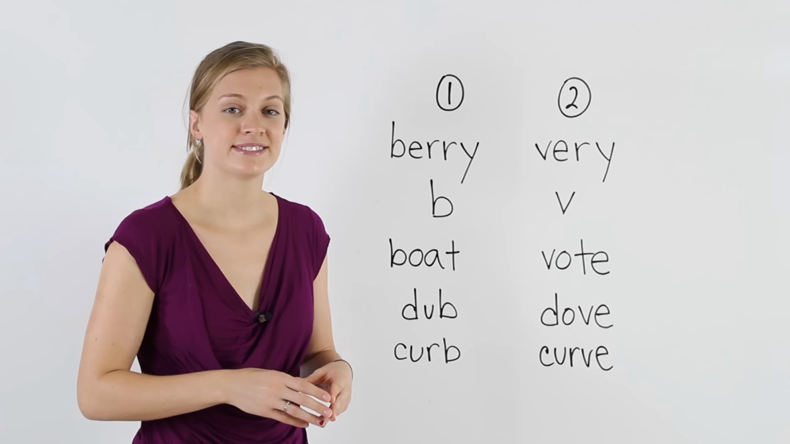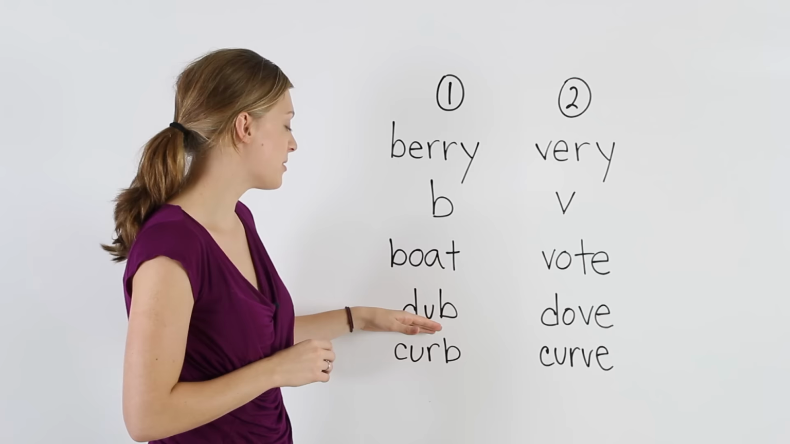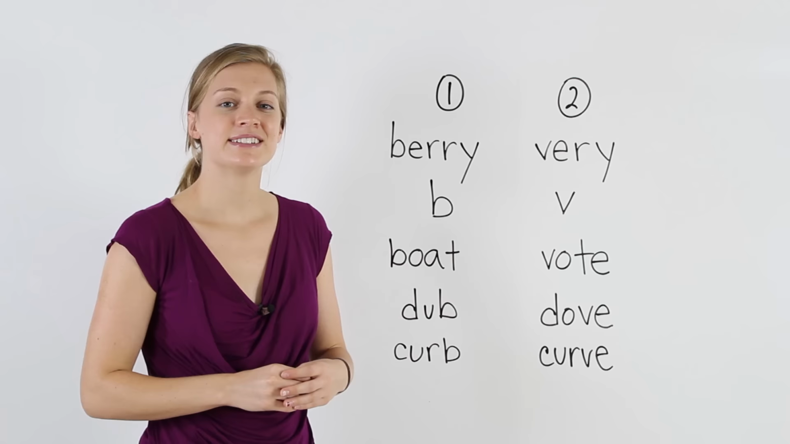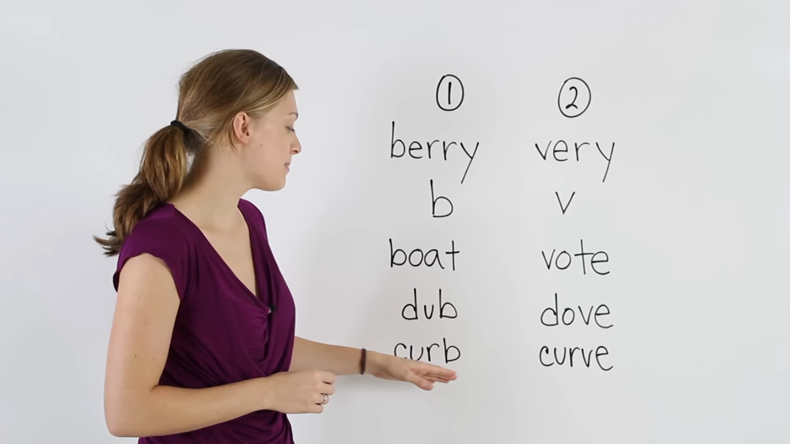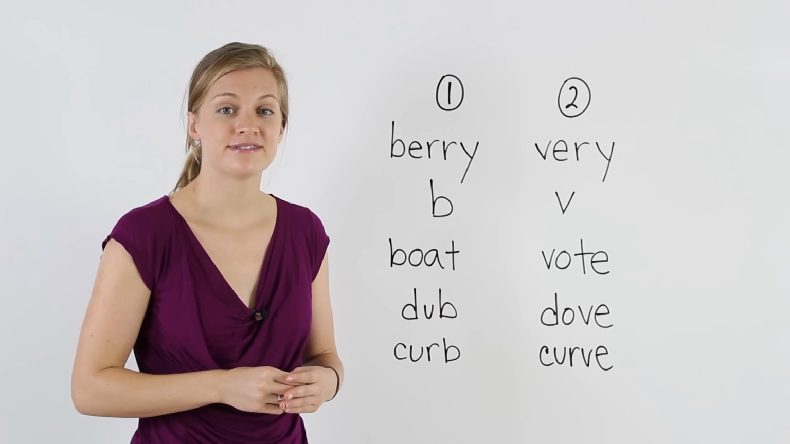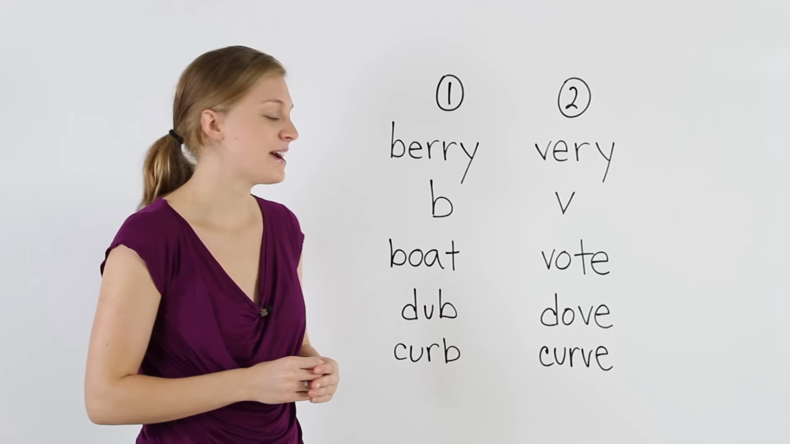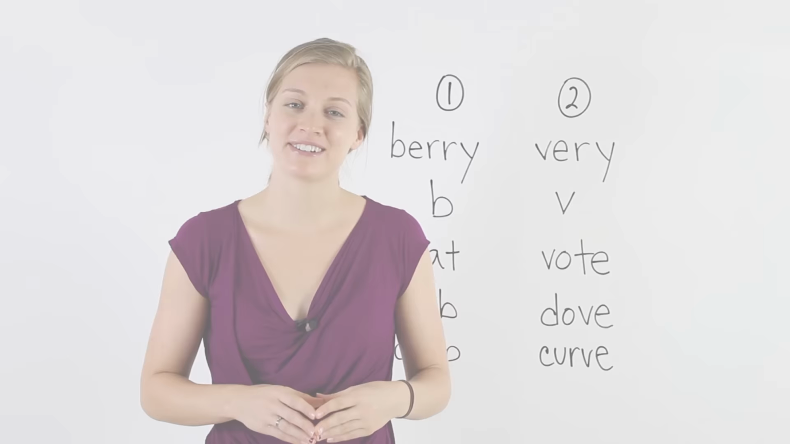Next, we have dub and dove. Listen carefully. Dove. The correct answer was dove. Last, we have curb and curve. Listen carefully. Curve. I bet you chose curve. Now, I hope you did well. Let's move on to the next part.